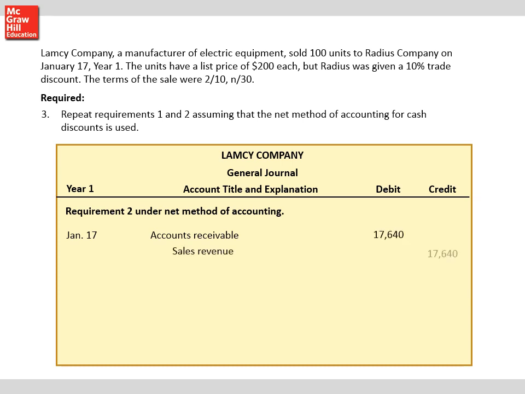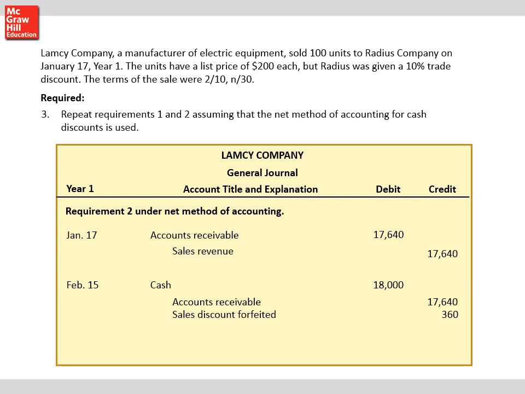Still record accounts receivable and sales revenue the same way on January 17th. But in February, Lampsey's is going to receive $18,000 because Radius did not take advantage of the discount. Credit accounts receivable for the $17,640 because that's how much you originally recorded. And then credit a revenue account called sales discount forfeited for the $360. That's usually listed in the other income and expense section of your income statement.